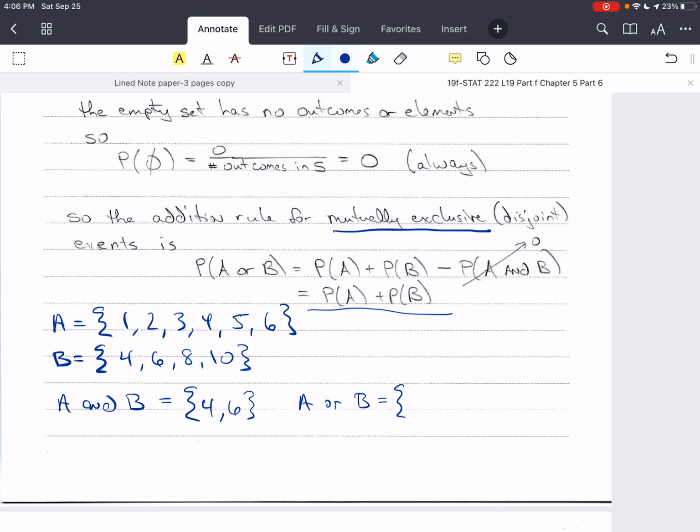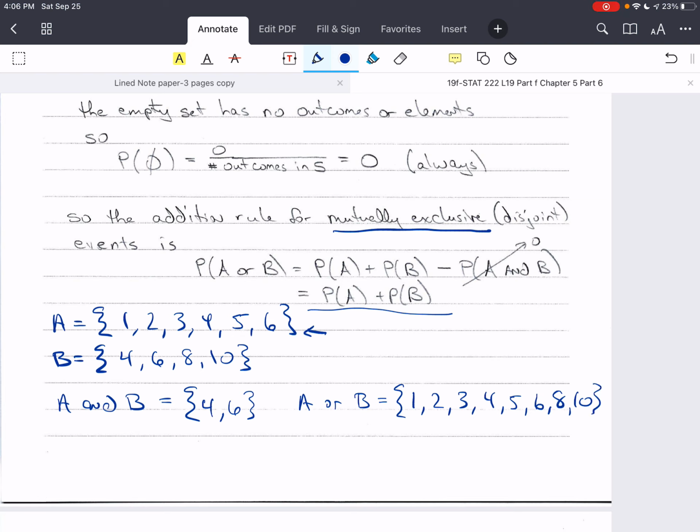So in this case, I'm taking the union of both of these. I'm taking the elements that are in either one. I want all the elements, and I only want them once. So here I'm going to say 1, 2, 3, 4, 5, 6, 8, 10.